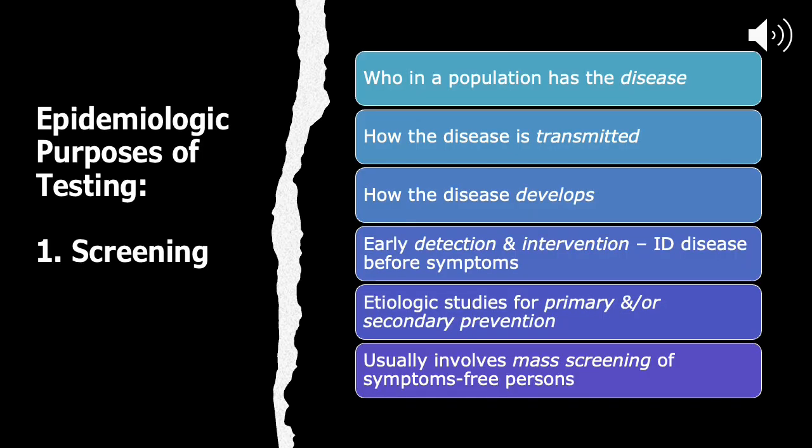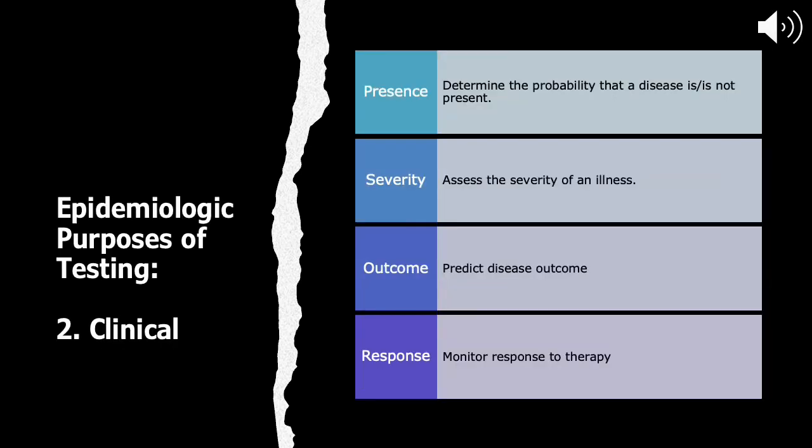So what are some of the epidemiological purposes of testing? So one is for screening, so we're trying to find out who in a population has the disease, how the disease is transmitted, how it develops, looking for early detection and intervention, primary or secondary prevention methods, and this usually involves mass screening of symptom-free persons. When we're looking at the clinical side of things, we're trying to determine the probability that a disease is or is not present. We're trying to assess the severity of the illness, predict outcomes, and monitor responses to therapy.